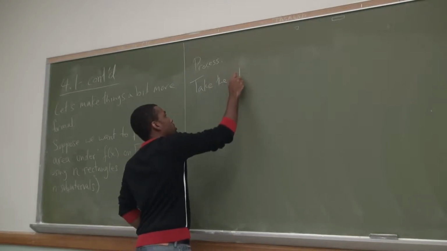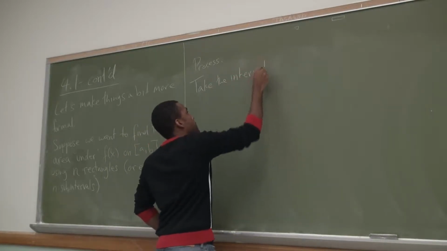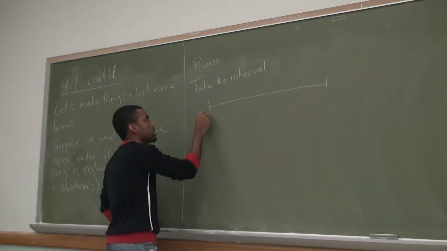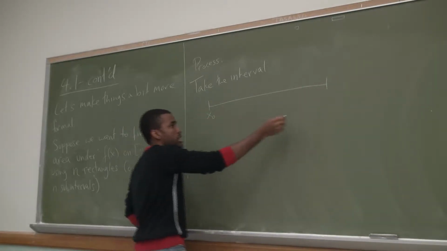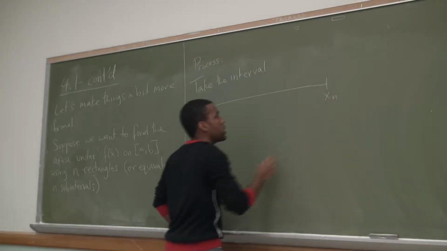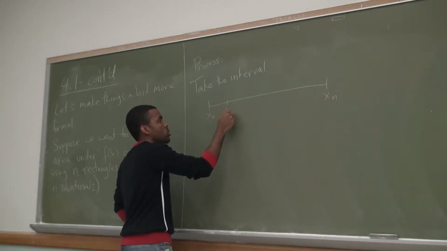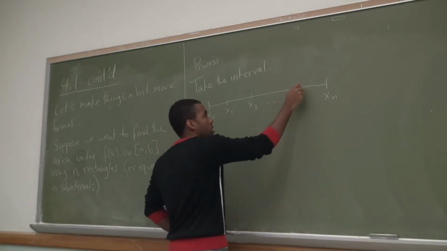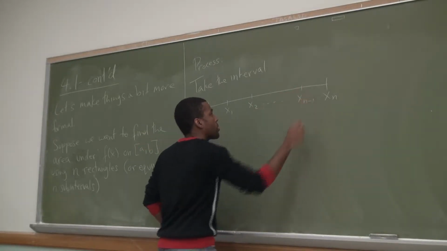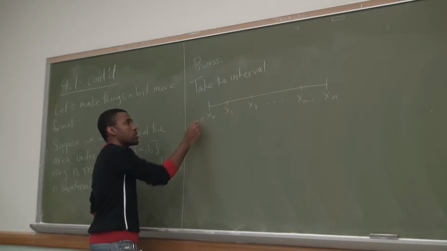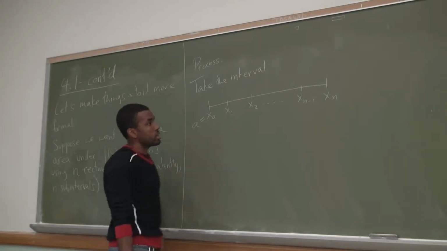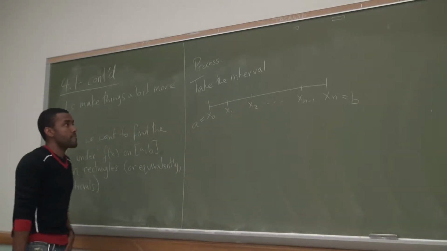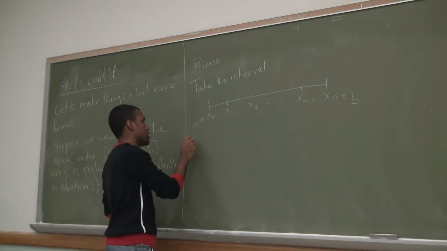take the interval, and I'm going to label it. I'm going to call these points by x values, x0 up to xn. So it's x0, x1, x2, all the way up to xn. This is, of course, the left endpoint, which is called a. This is, of course, the right endpoint, which is called b.